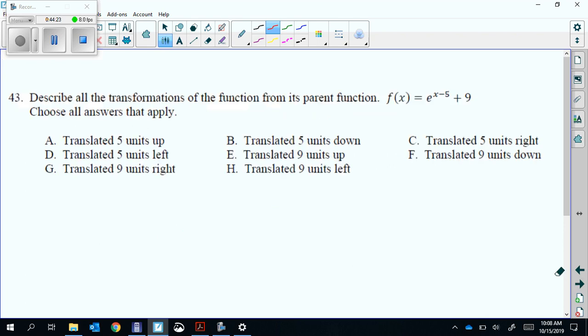Number 43, it has a horizontal and a vertical shift. It shifts +9 means up 9. And then that -5 means 5 to the right. Just C.